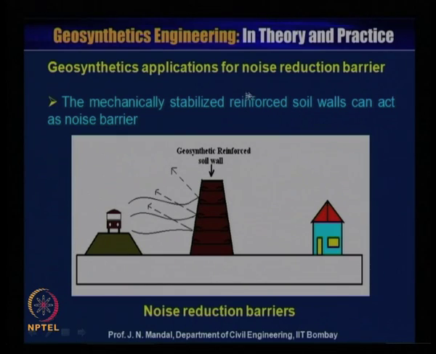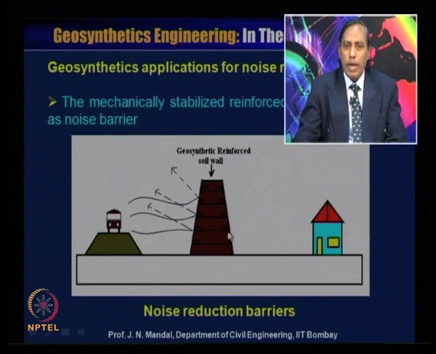Now the geosynthetic application for a noise reduction barrier. Most of the time you can see that on both sides of the road, cars or vehicles are passing, and there is a lot of noise, but you can provide a mechanically stabilized reinforced soil wall which can act as a noise barrier. So any sound that comes is reflected back. You can also use geofoam material, and if there is any house, they will not be disturbed by the noise, so they are safe from noise, and this is also much cheaper compared to the conventional system. So here we are showing how the geosynthetic material is used as a noise reduction barrier.